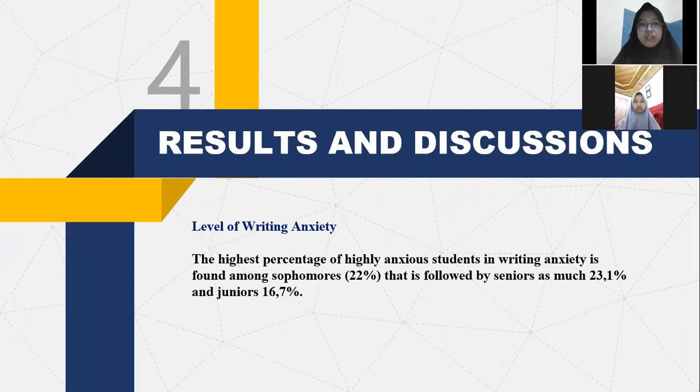And here are the 4 points, results and discussions. It involves 4 results. That is the first, level of writing anxiety. The highest percentage of highly anxious students in writing anxiety is found among sophomores, 22%, followed by seniors at 23.1%, and juniors at 16.7%.